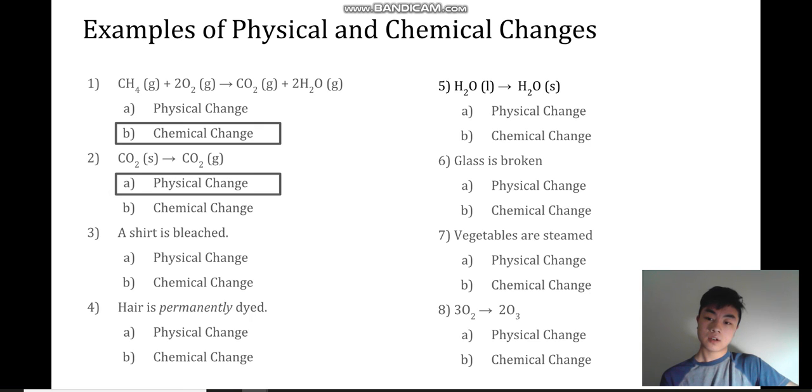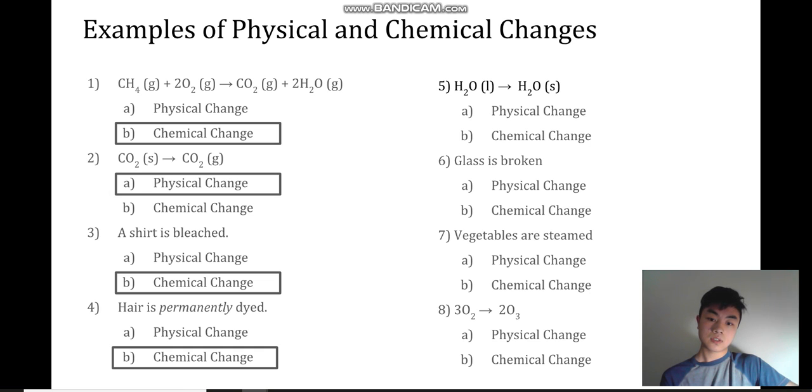Shirt is bleached. Now, this might be a little tricky, but if you think about it, if you can reverse a process, then it's going to be a physical change. If you can't reverse a process, then it's going to be a chemical change. And since whenever you bleach a shirt, it's a permanent color, you can't reverse it at all, it's going to be a chemical change because it's a new substance. Same with whenever you're permanently dyeing your hair, it's also going to be a chemical change because you also can't reverse that process as well.